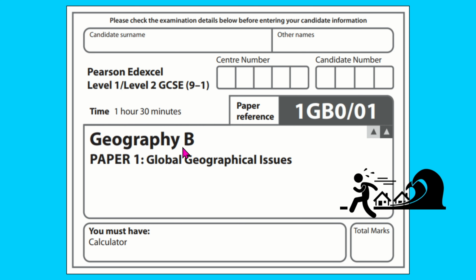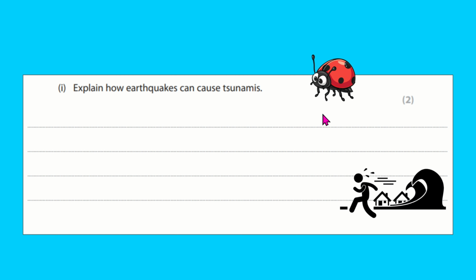Look at a question from the Geography B paper 1 section. So let's get straight into it. Here's our question. So, box the command word, underline the keywords, glance at the marks. Explain is our command word, so we're going to box it, meaning the word because is going to be kind of key here. We're going to underline the keywords: earthquakes, cause, tsunamis.